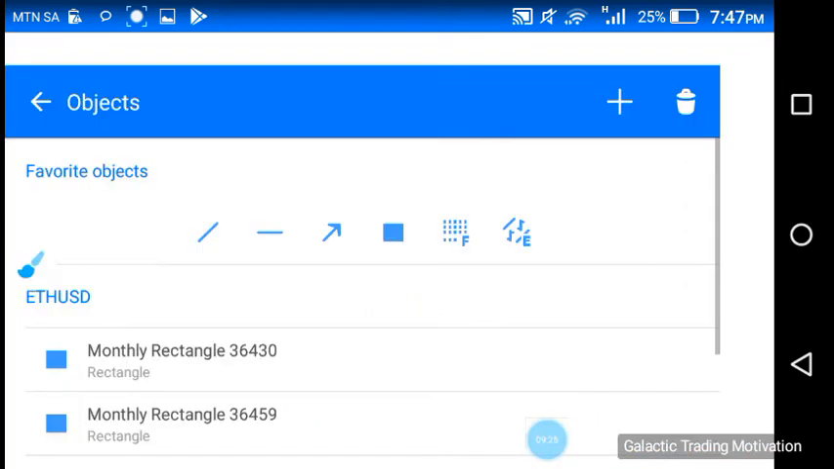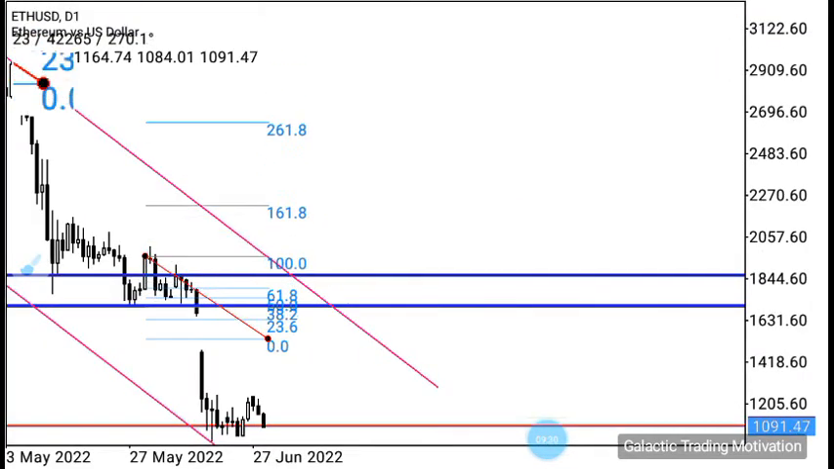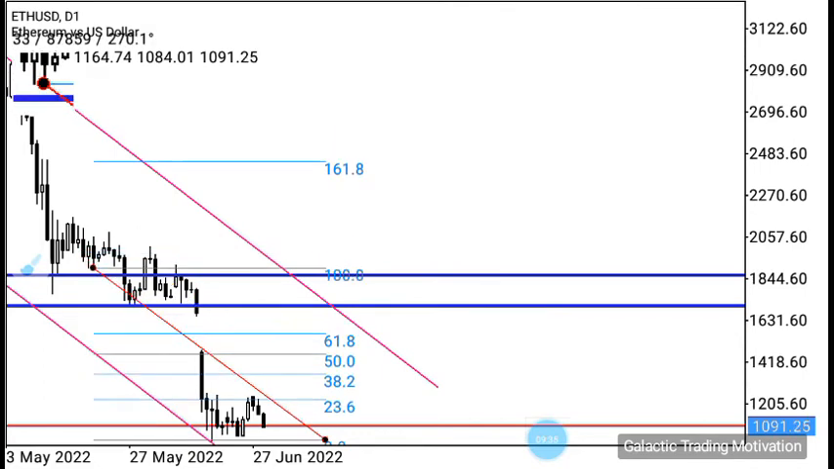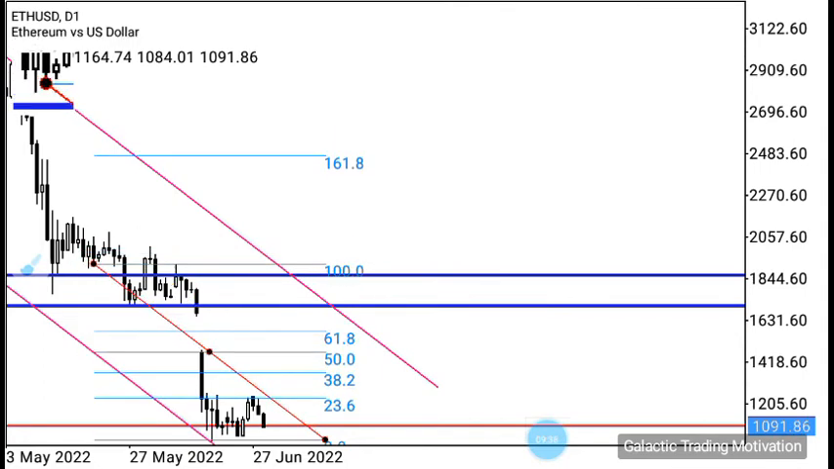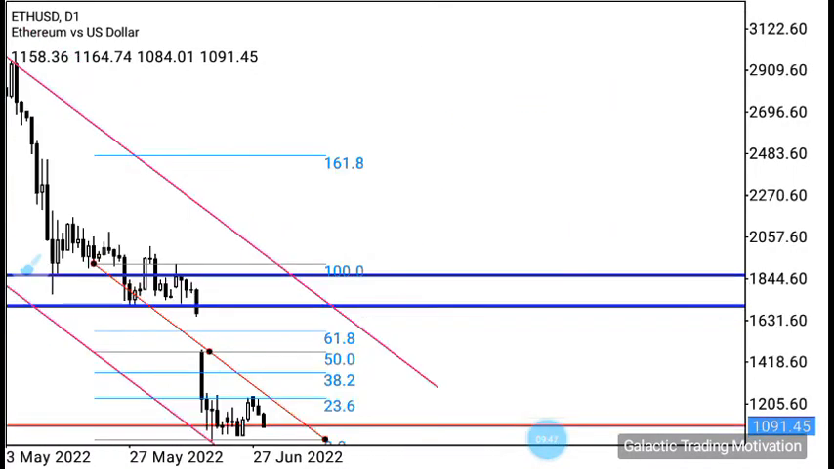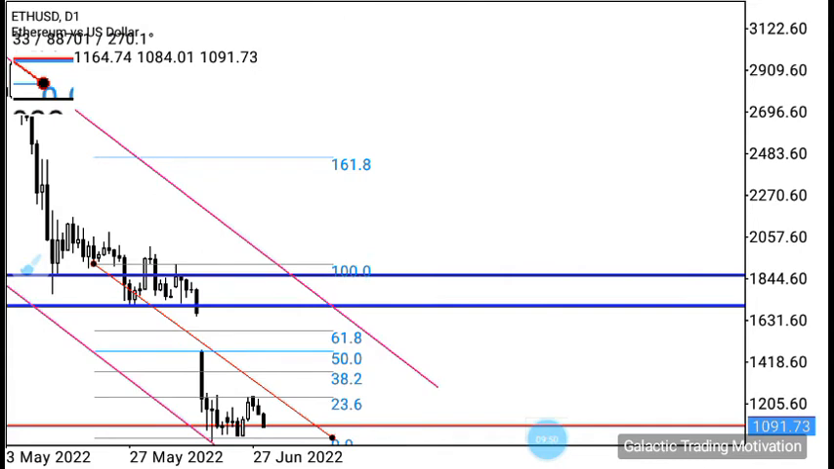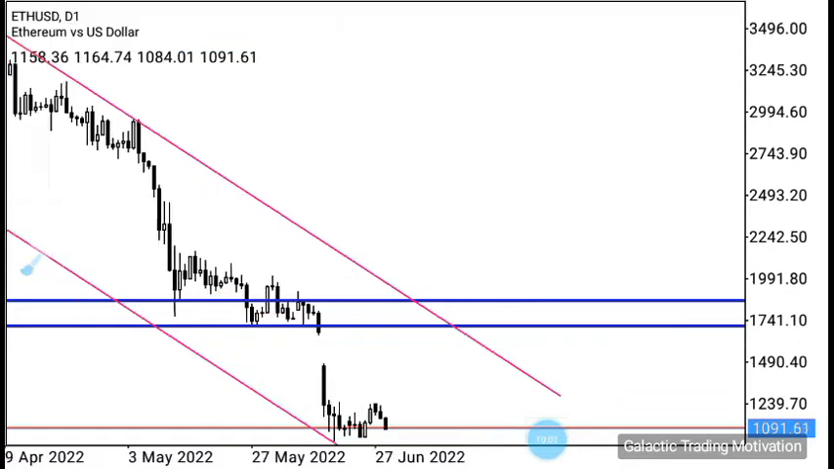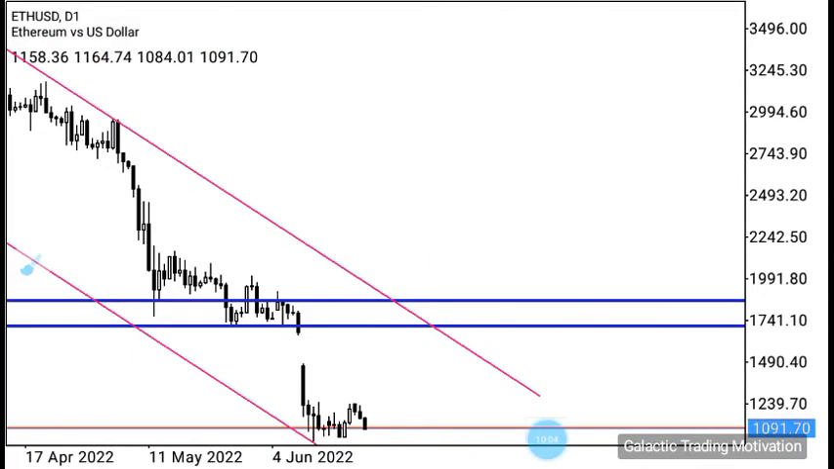Just bear with me. Unfortunately, let me just do this quickly. Actually, none of the key areas of Fibonacci align with the neckline, so that's fine. I'm just going to delete this and proceed. Right, so what else do we see, guys, on this chart?